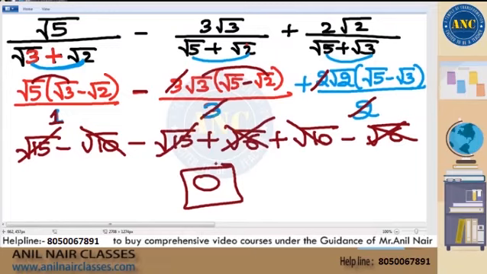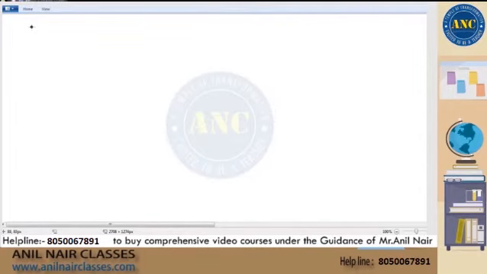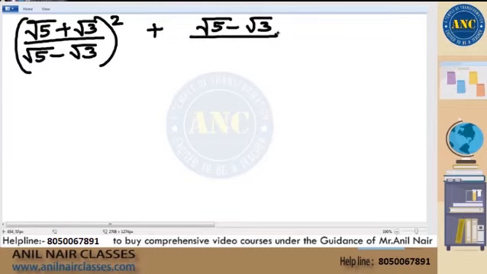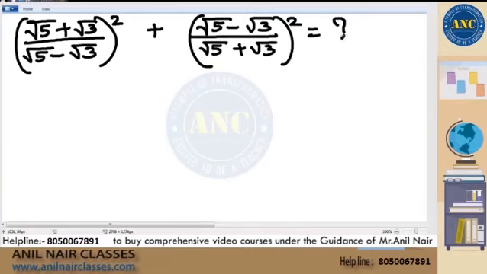Idea should be very, very clear. Another question. See this question, sir. (√5 + √3)/(√5 − √3) whole square plus (√5 − √3)/(√5 + √3) whole square. This value I need to find.